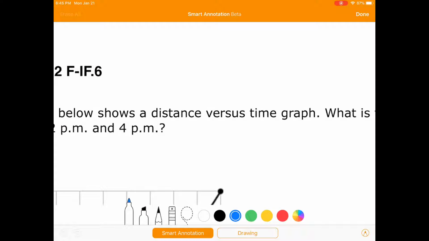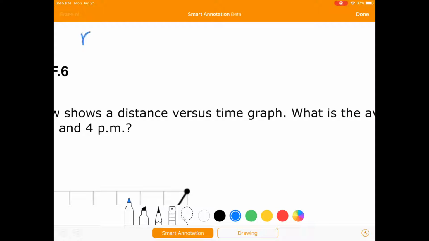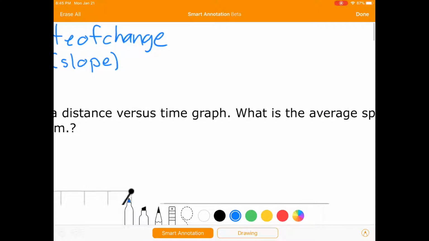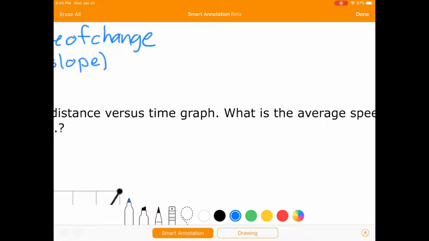So when I say the rate of change, this saying also means the slope. They are interchangeable. So when I mean the rate of change, I mean rise over run.